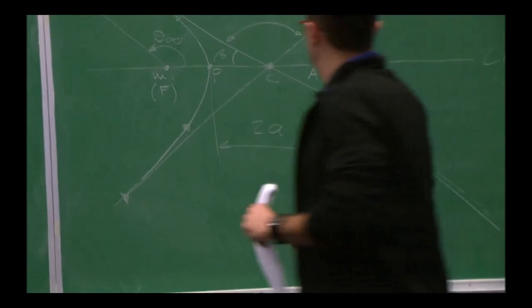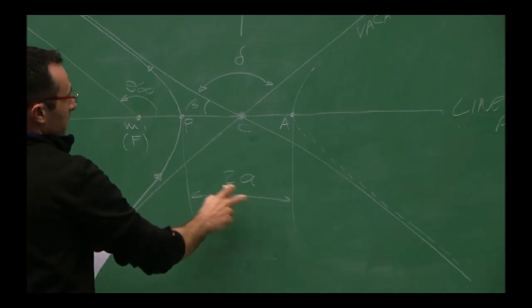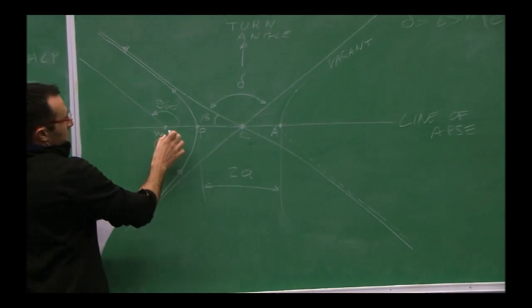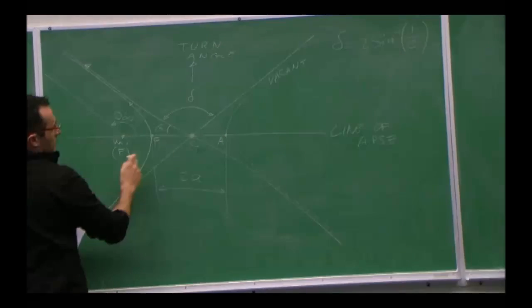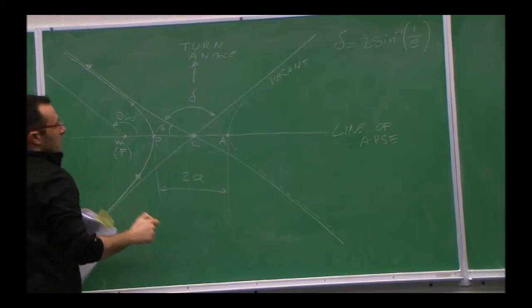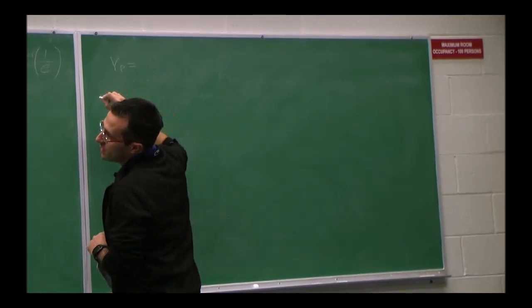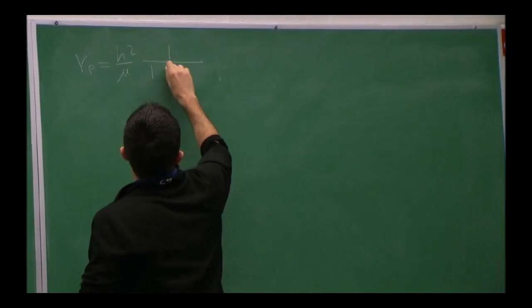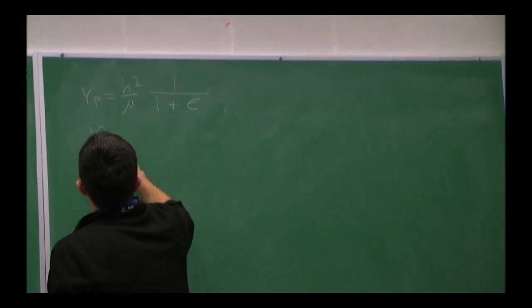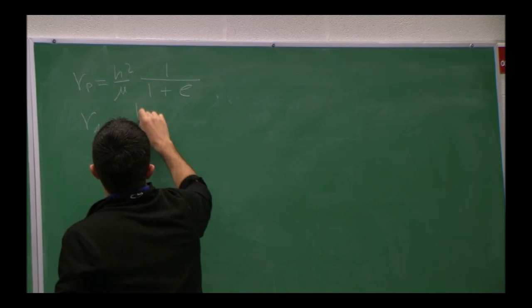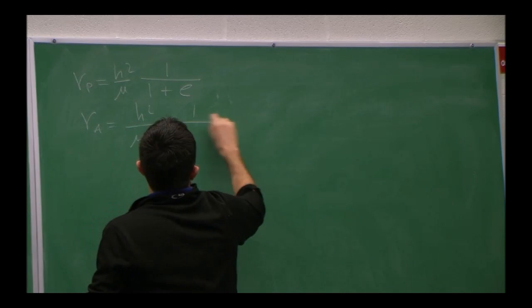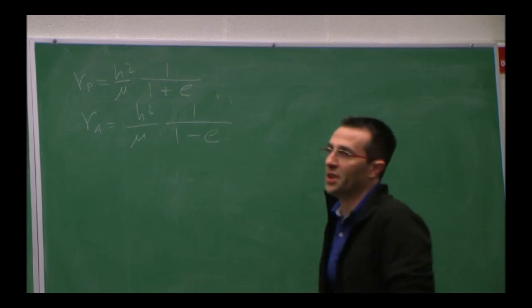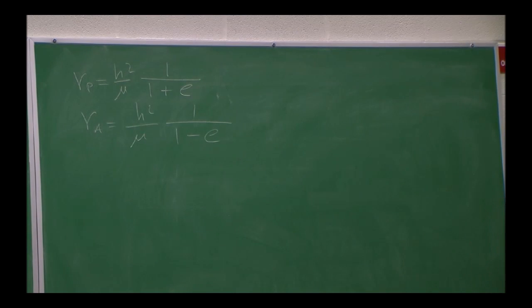A is going to be, if I have defined it this way, well, 2a is going to be the difference between the distance between f and a, and f and this point, and f and p. F and p is r at perigee, which is h squared over mu, 1 over 1 plus e. R at apogee is h squared over mu, 1 over 1 minus e. What do you see that is strange? Don't see anything strange?